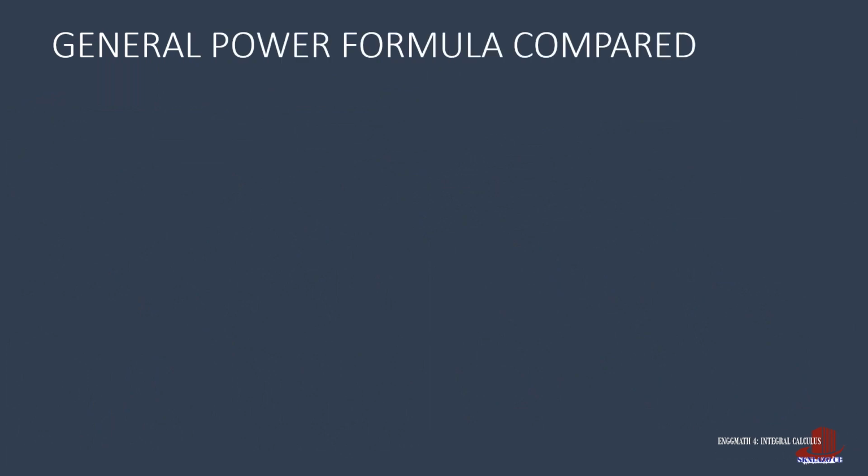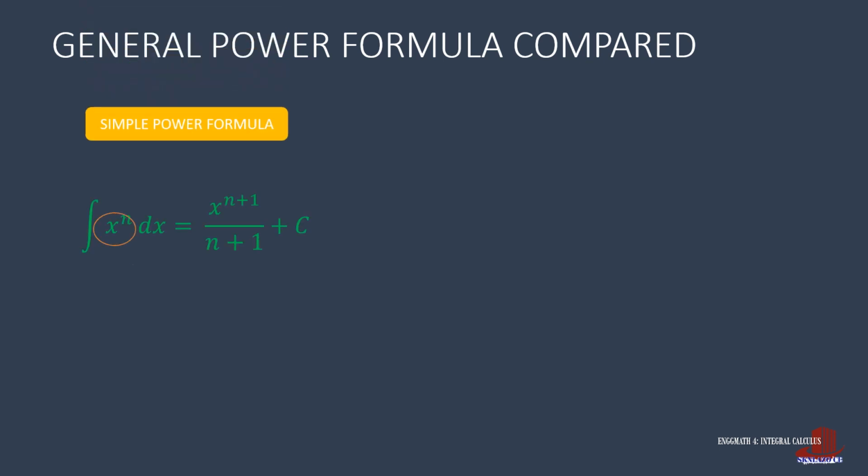What is the difference of the general power formula from the simple power formula? The simple power formula has the equation in terms of x, which is considered as an individual variable. Some examples of which are the variable t, or 5z, or even w over 2. These are all in just one term defined by the variable.